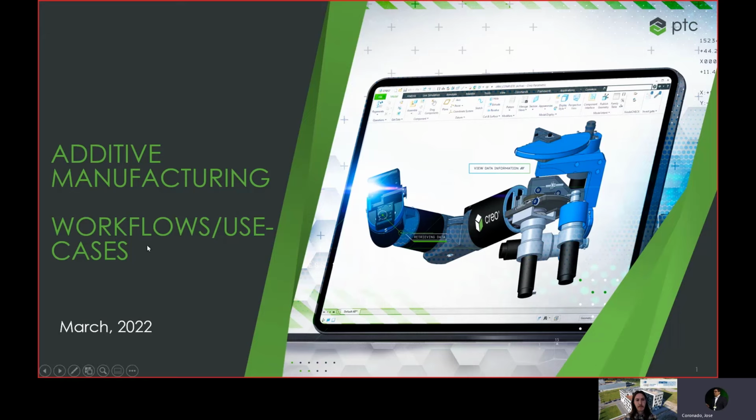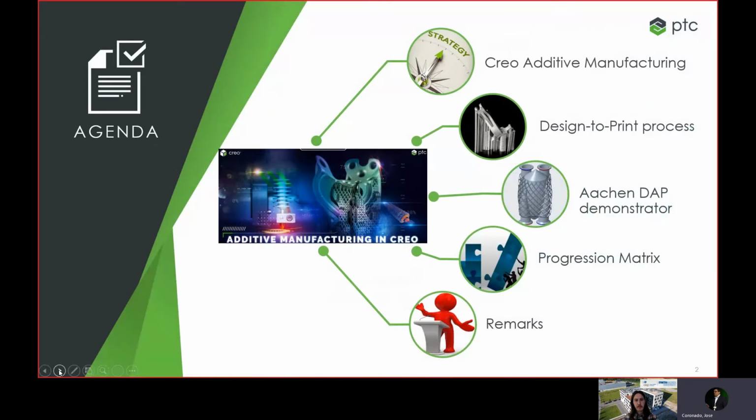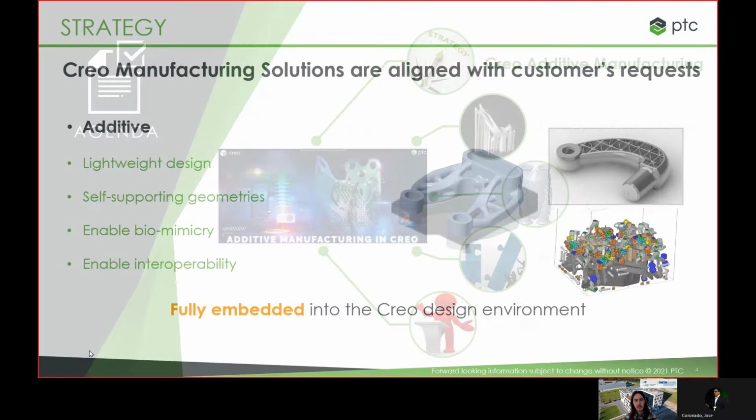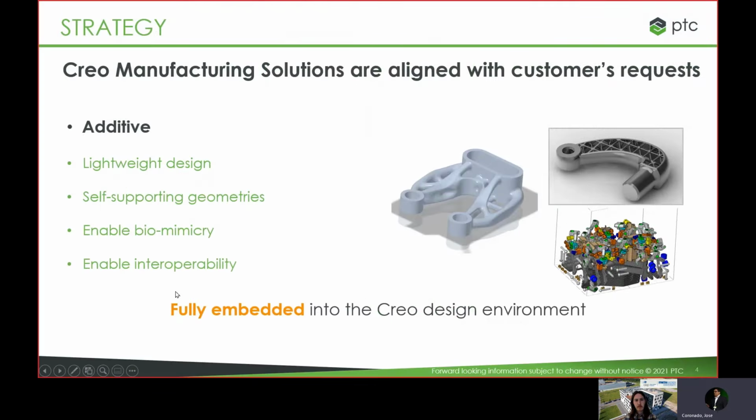So first of all, I will just take 1 minute from your time describing the Creo additive manufacturing strategy. From many releases now, we have been working very importantly focused on lightweight designs. The use case that we will present today is about that, lightweighting designs using generative and lattice modeling. Also, we have been working on self-supporting geometries, enabled biomimicry, enabled interoperability, and all of this fully embedded into the Creo design environment.